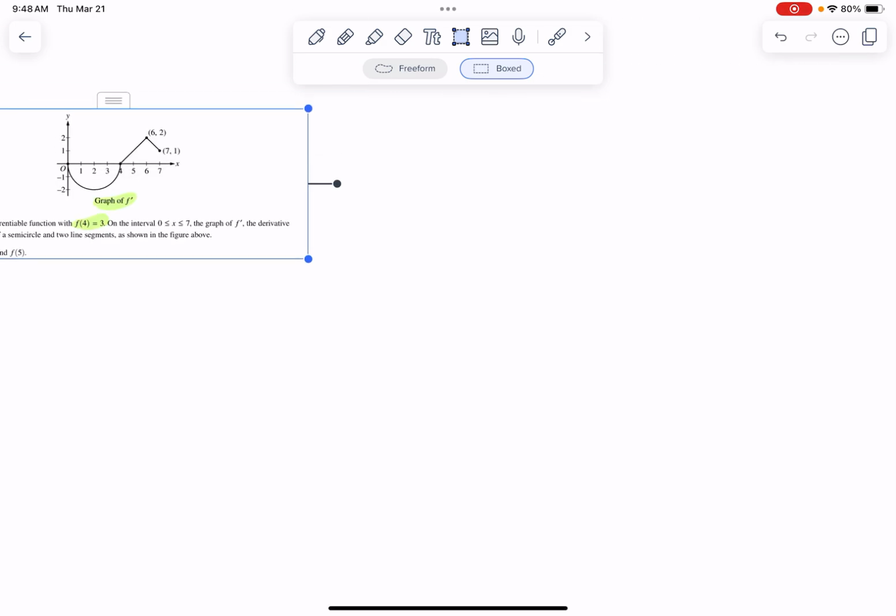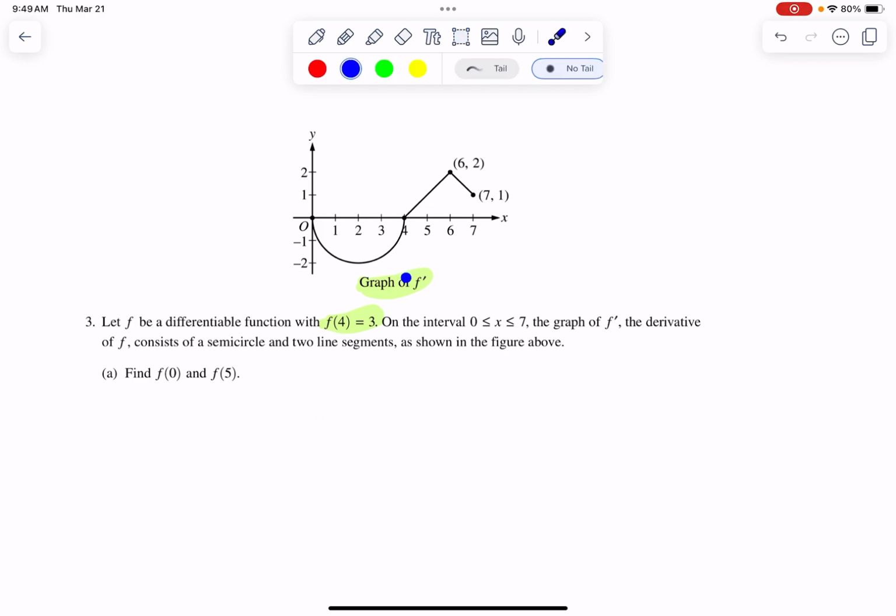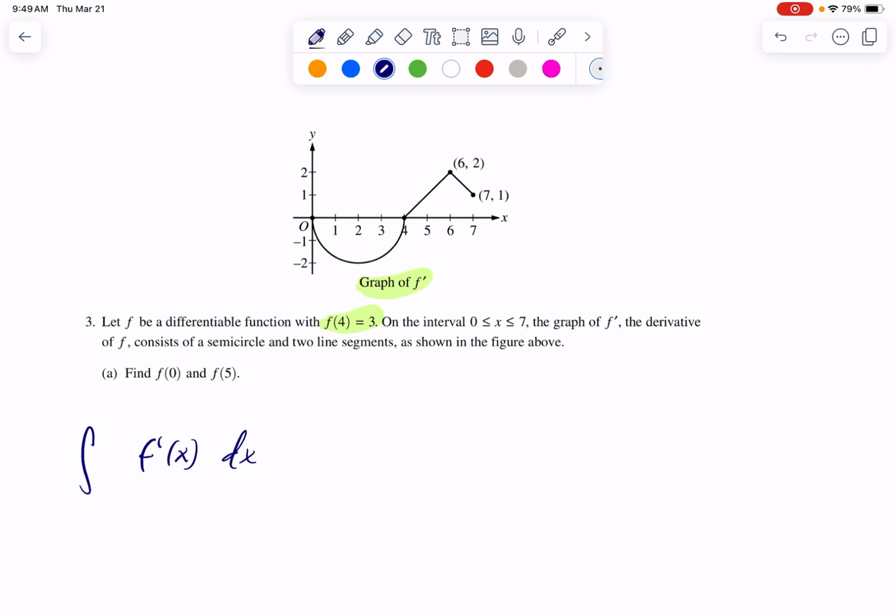So maybe this isn't obvious, but you need to realize, okay, I'm going backwards from f prime to f, and I want a numerical answer. So let's use a definite integral. We almost certainly want to be taking a definite integral of f prime of x. But the question is, what are the limits of integration? Well, for this first part, I want to know what's going on at 0. And I'll notice that I do know what's going on at 4. So let's think about the definite integral from 0 to 4.